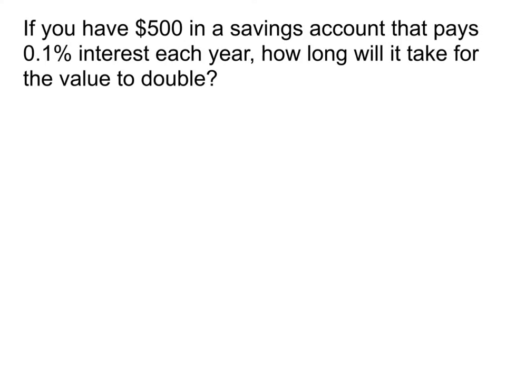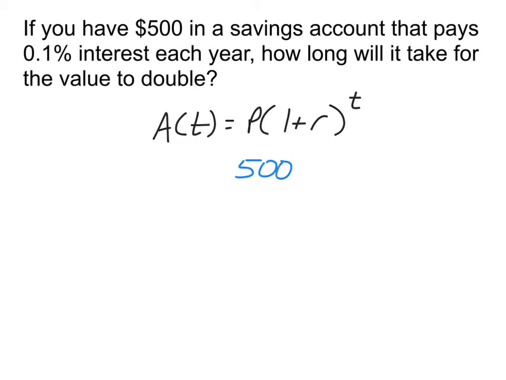All right, so that means we got to set it up, right? We got to set up our equation. And of course, I hope that you're going back and thinking about our compounding interest equation, A of t equals P times 1 plus r to the power of t. And when we do this, we got to start plugging in what we know. We start with 500, so that's going to be my P value. And then it pays 0.1% interest.